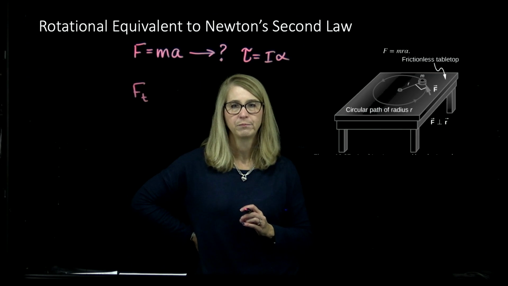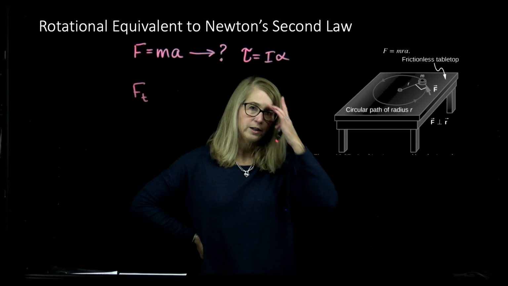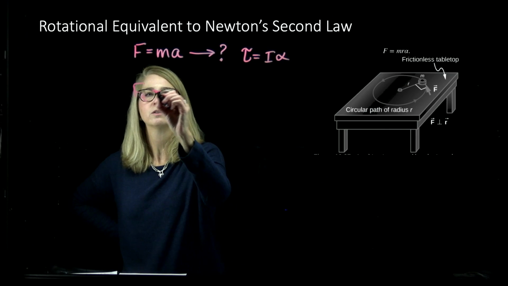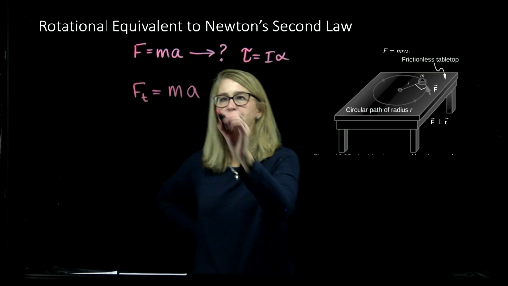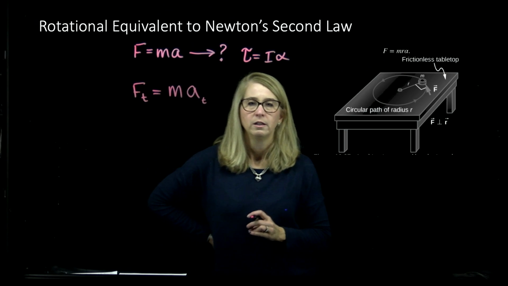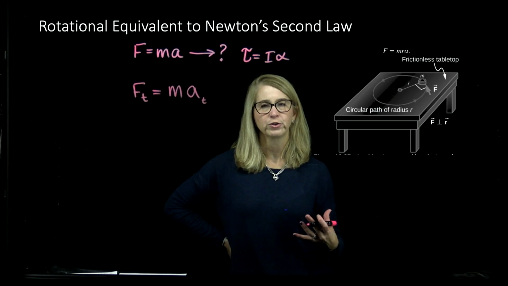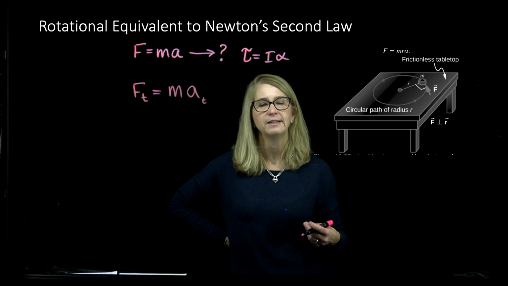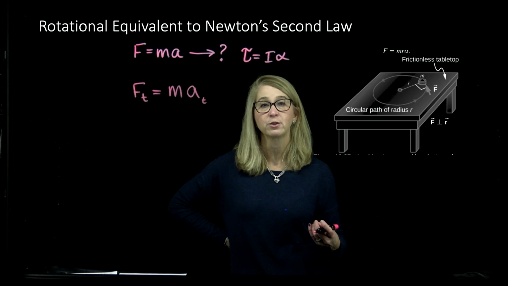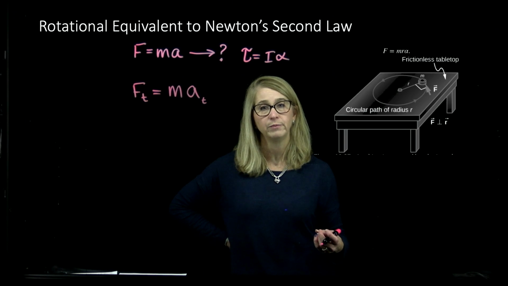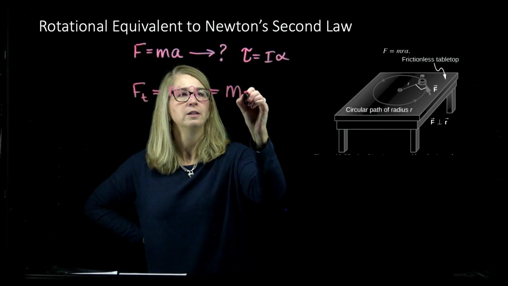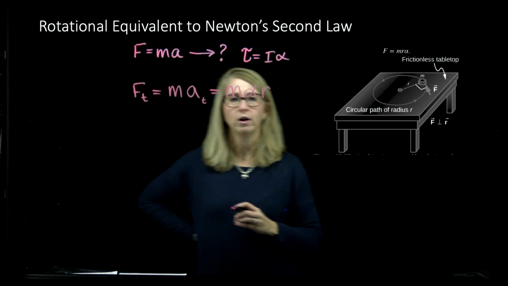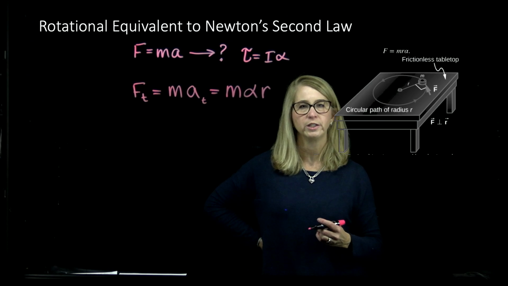So let's just write that down. That tangential force would be applied to that mass and would cause a tangential acceleration. But of course, because it's going in a circle, we also could write that tangential acceleration in terms of its angular acceleration, because that mass will also have a rotational acceleration. So we could write this as m alpha times r, because alpha times r is just equal to the tangential acceleration.